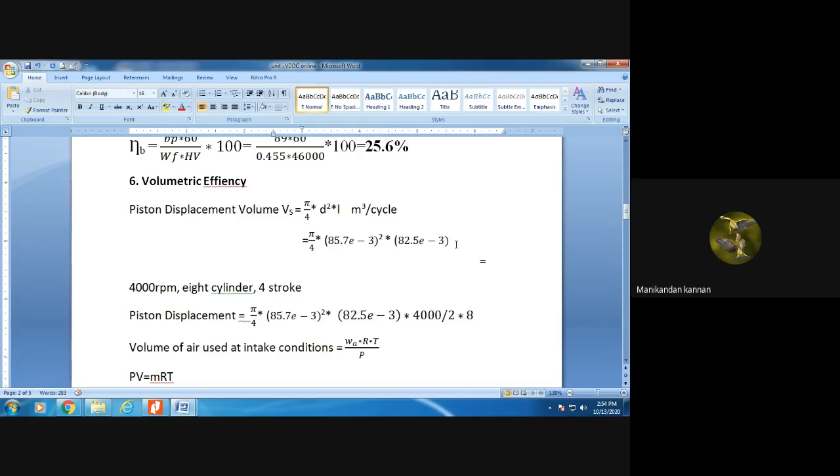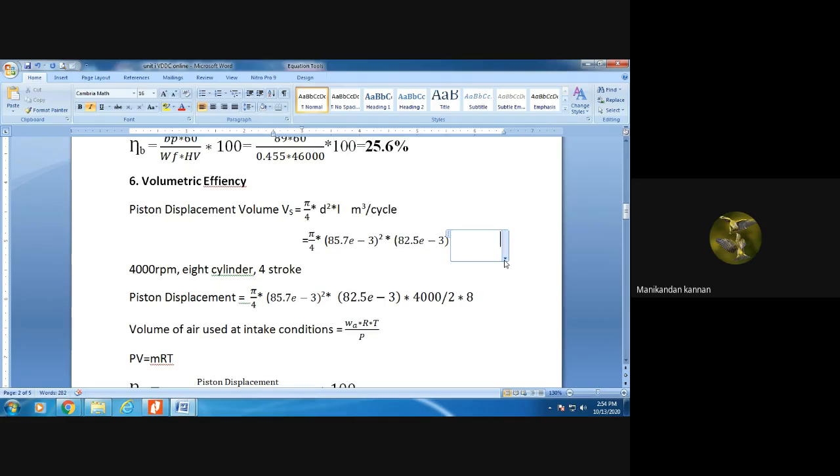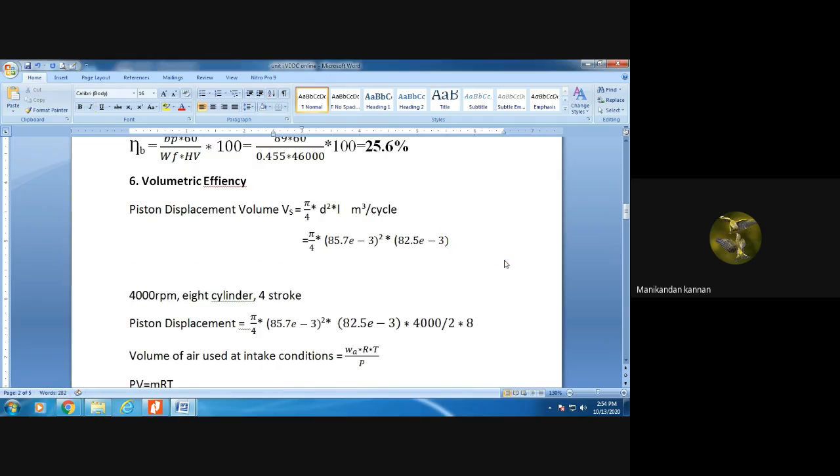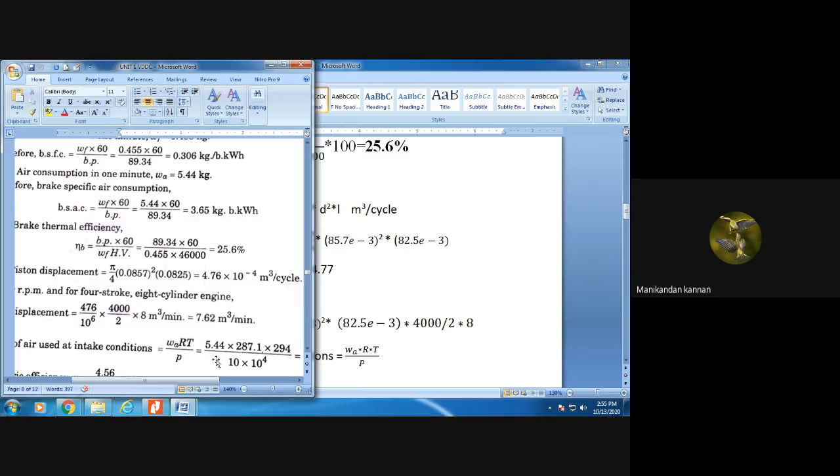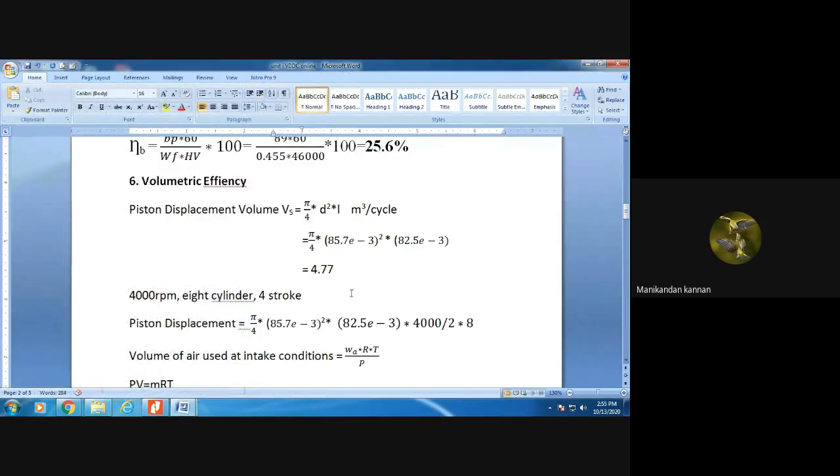Okay, 82.5 e power minus 3. E power minus 3 because we are converting into meter. The unit will be meter cube per cycle. So the answer I am getting is 4.75 into 10 to the power minus 4. Okay. Good.